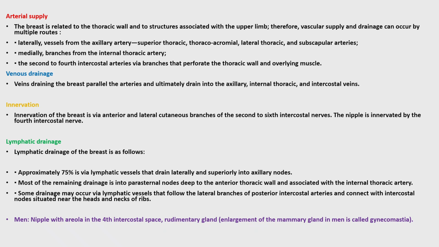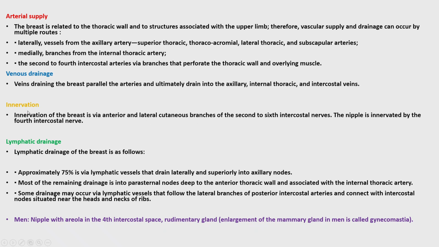The arterial blood supply of the breast: laterally by the branches of the axillary artery, the superior thoracic, thoracoacromial, lateral thoracic, and subscapular arteries. Medially, the other side is by the branches of the internal thoracic artery. And the second to fourth intercostal arteries give some perforating branches laterally, giving blood supply. The venous drainage is again similar to the arteries: axillary, internal thoracic, and intercostal veins.